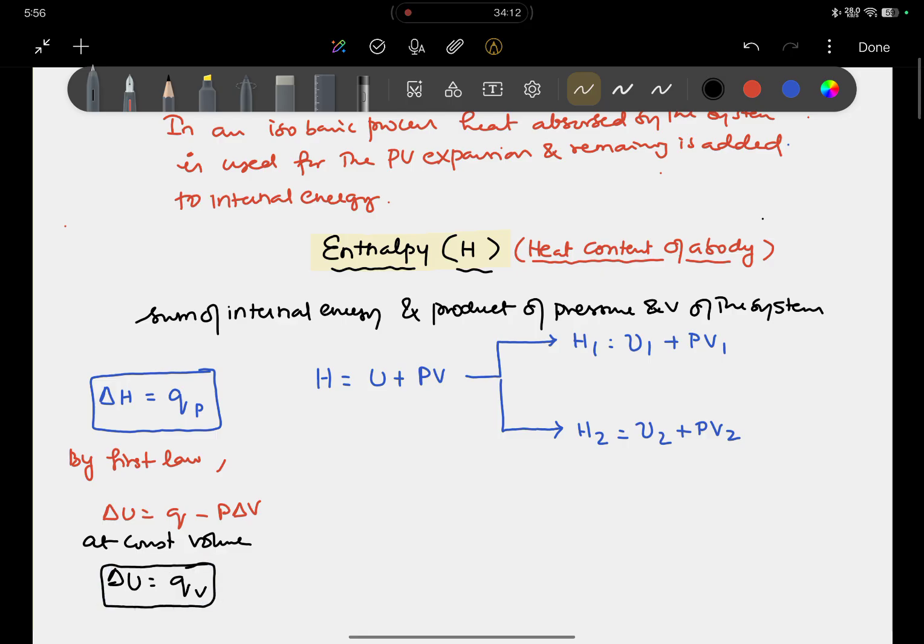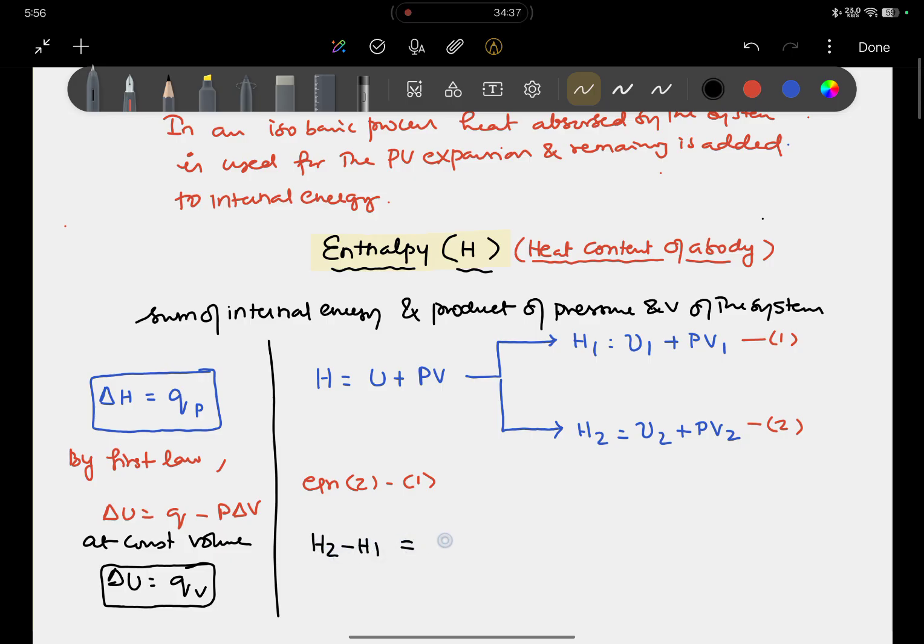So heat at constant volume is internal energy, heat at constant pressure is enthalpy. Please make a note of that first on the left hand side. Now you subtract equation 1 from 2. So this is equation 1, this is equation 2. So equation 2 minus 1. What will you get? Write down.